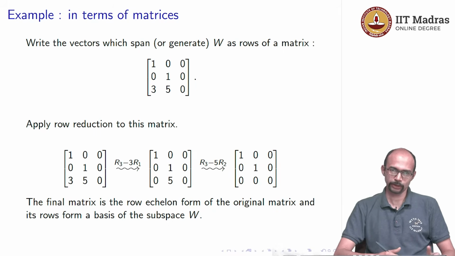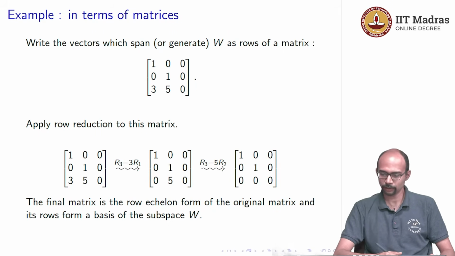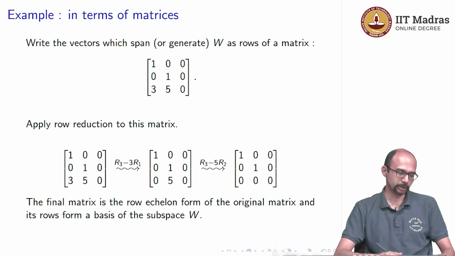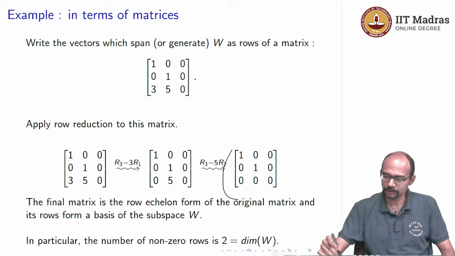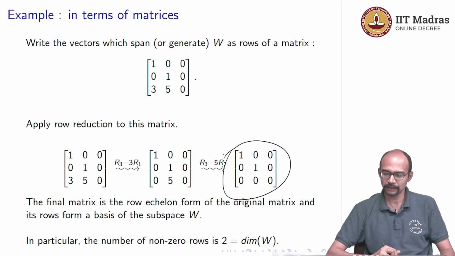So, this is in row echelon form, actually reduced row echelon form, and its rows form a basis of the subspace W, right. So, what are the rows? The rows are 1 0 0 and 0 1 0, which is exactly what we saw was a basis for W. So, in particular, if you want to know only the dimension, you do not care about the basis, we could have read it off as the number of non-zero rows in this last matrix 1 0 0, 0 1 0, 0 0 0. The number of non-zero rows in this matrix is 2, and that is the dimension of W.